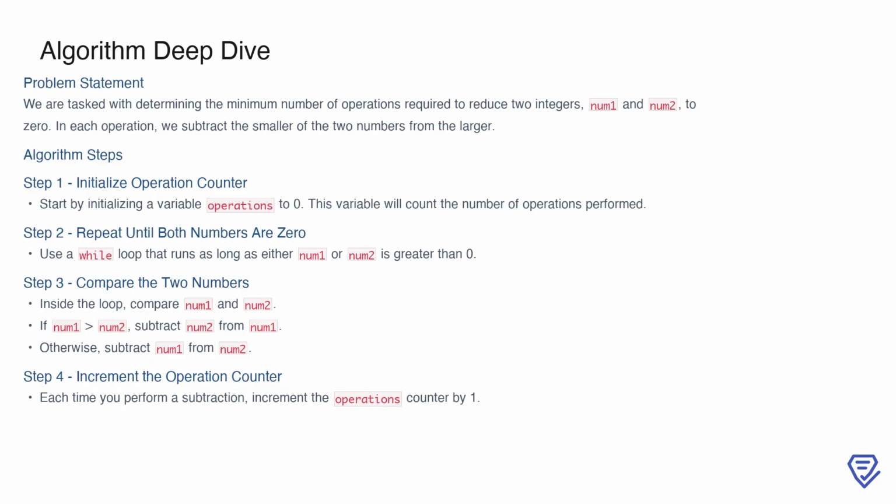Next, we use a while loop that continues as long as either number1 or number2 is greater than 0. Inside this loop, we compare the two numbers. If number1 is greater than number2, we subtract number2 from number1. Otherwise, we subtract number1 from number2. After each subtraction, we increment the operations counter by 1. This process ensures that we methodically reduce the numbers towards 0 while keeping track of the total steps taken.